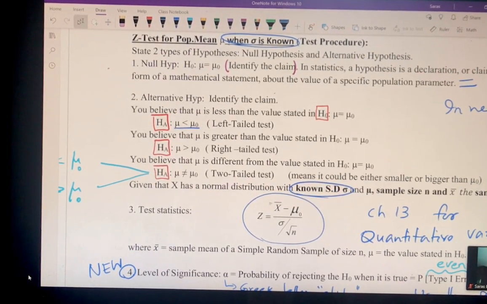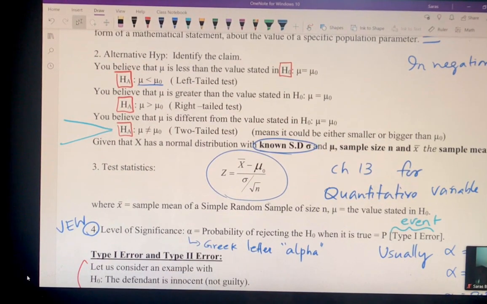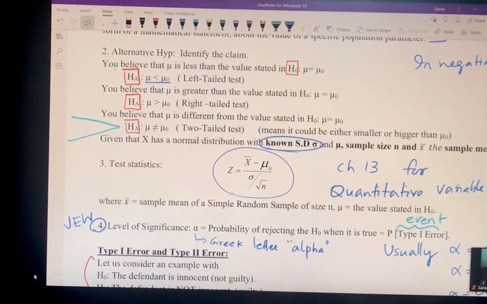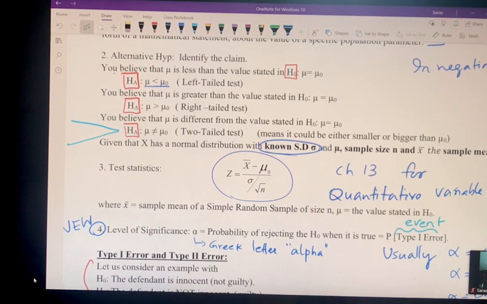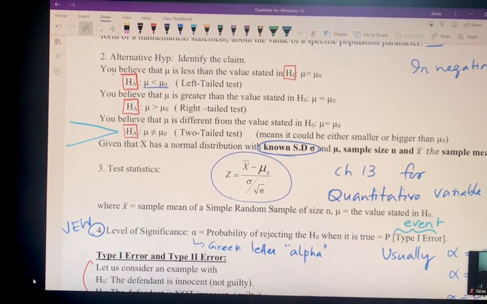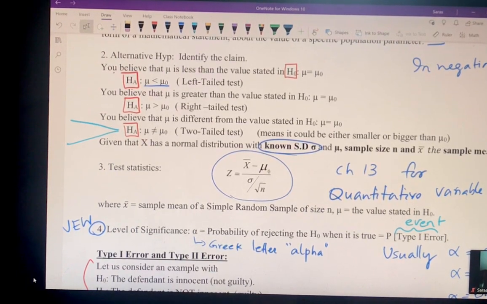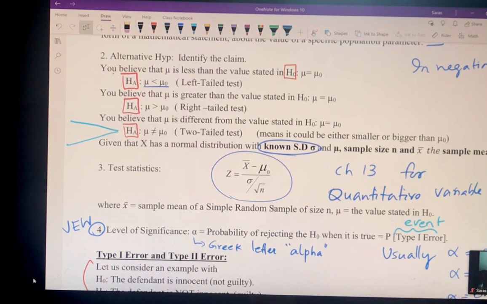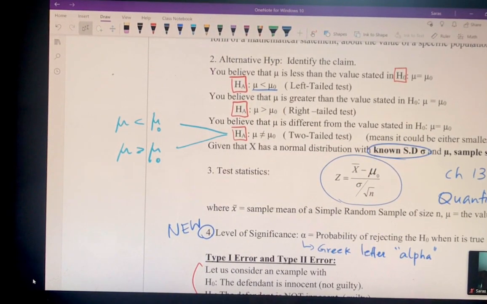So this part is new. Defining your null versus alternative is going to be new to you. And each one is given a name. If it is a less than, that is called a left tail test. If it is greater than, it's going to be called a right tail test. If it is not equal to, then it's going to be called a two-tailed test, and it includes both mu less than mu sub 0 and mu greater than mu sub 0.